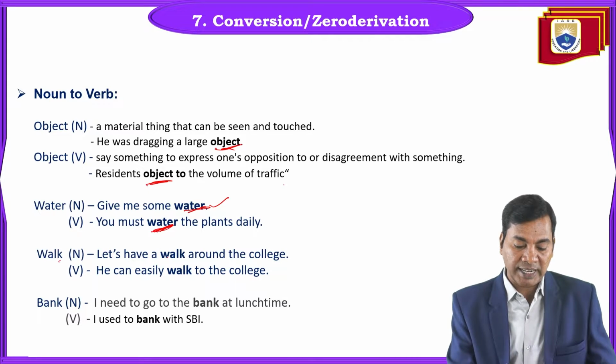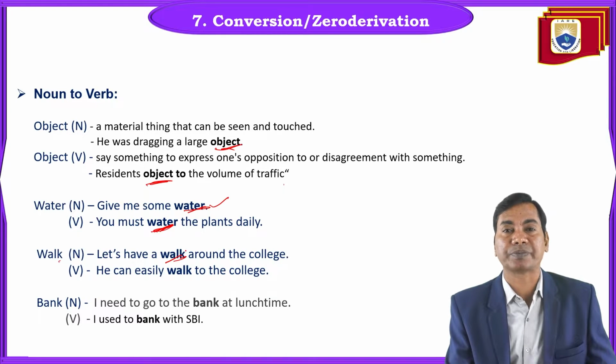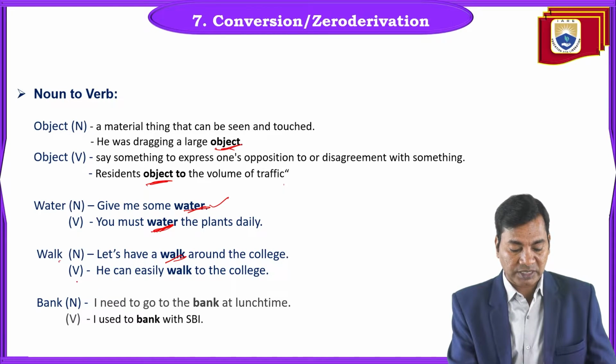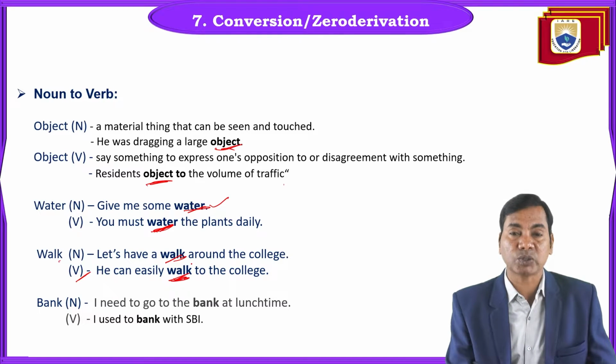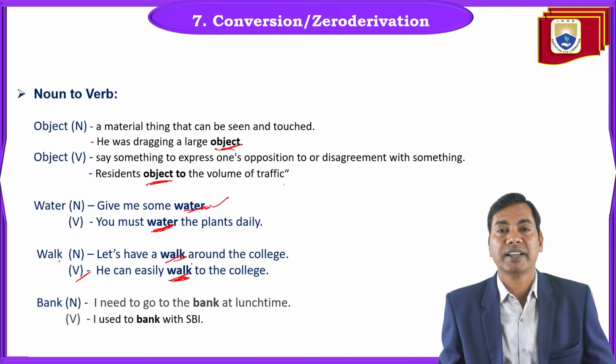Now walk. Let's have a walk around the college. Here I used walk as a noun, right? Look at the second sentence, how the word walk is used as a verb. He can easily walk to the college. Here in the second example, it is used as a verb, right?